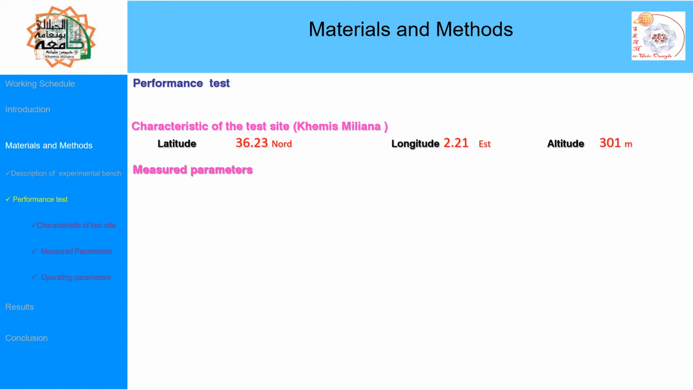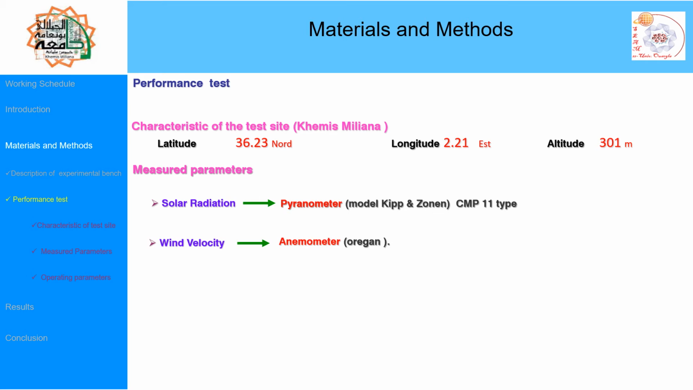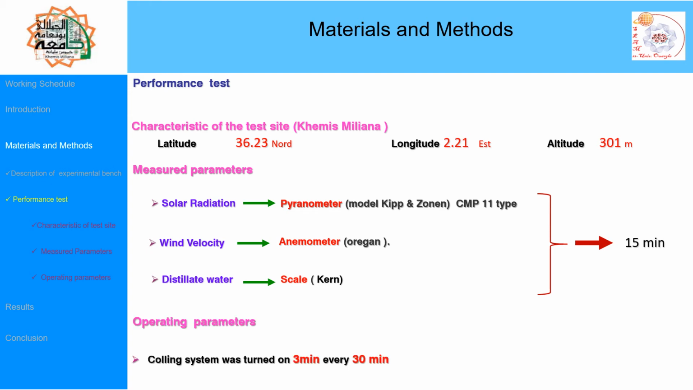Measured parameters are: first, the solar radiation intensity, which was measured using a pyranometer type CMP11. The wind velocity was measured using an anemometer type Oregon, and the amount of distillate water was collected and weighed using a Scout type scale. All parameters are recorded every 15 minutes. The cooling system was turned on 3 minutes every 30 minutes.